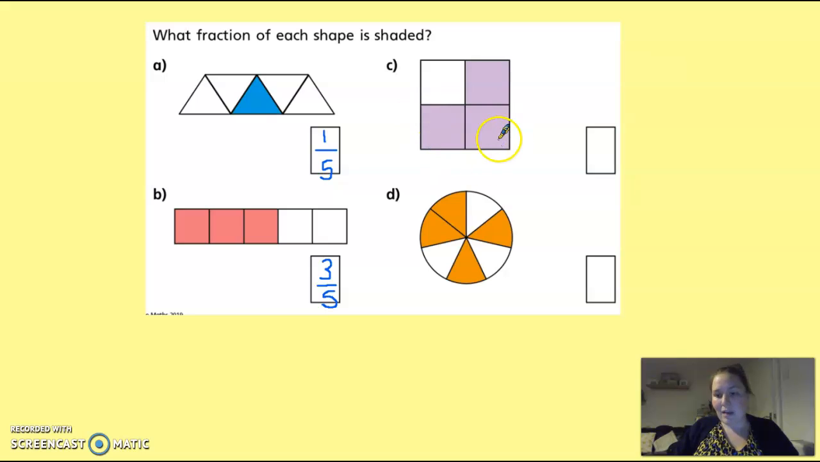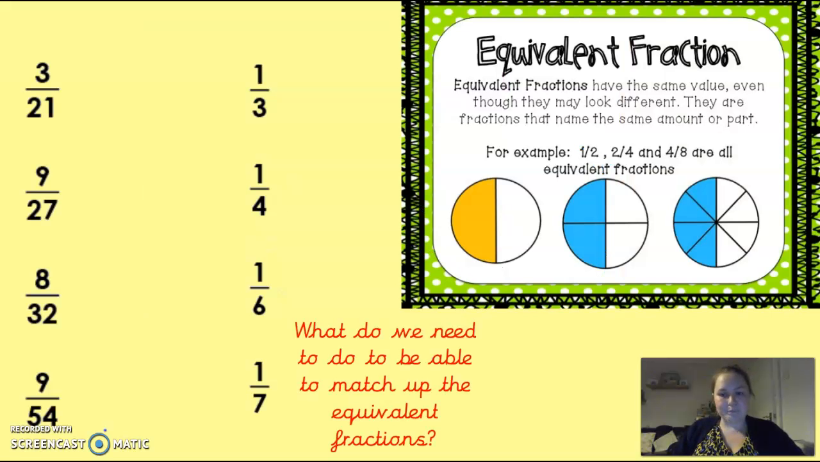If I'm writing this diagram as a fraction, how many parts have I got? 1, 2, 3, 3 shaded, 3 is my top number, my numerator, over total number of parts, 4. 3/4. And then D, I've got 1, 2, 3, 4 shaded, so 4 parts that I have. 4 is my numerator, over a total number of 7, 4/7. Well done if you got those right. Let's have a look at what's next.